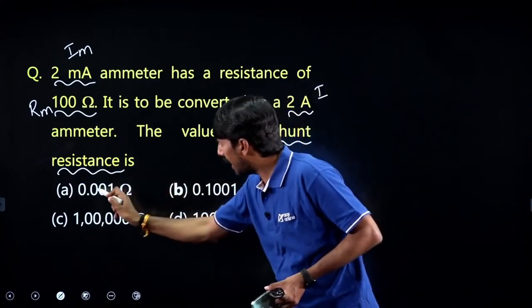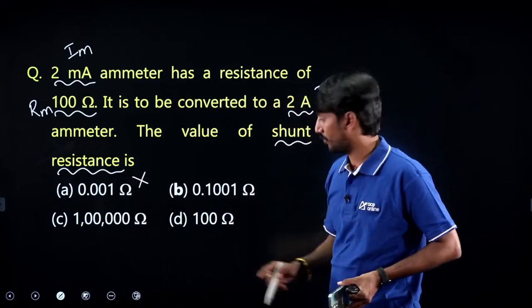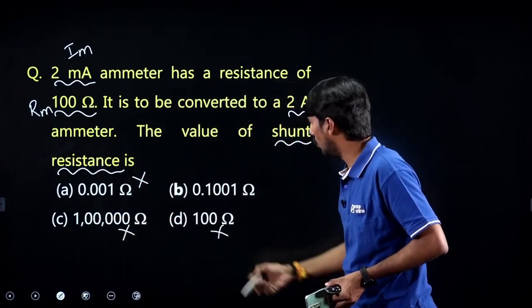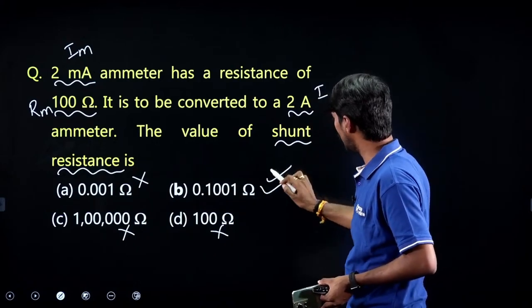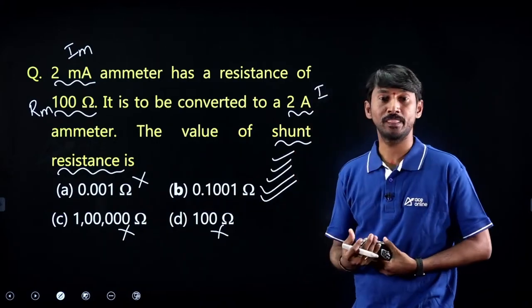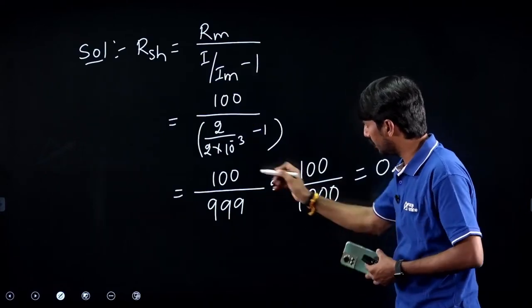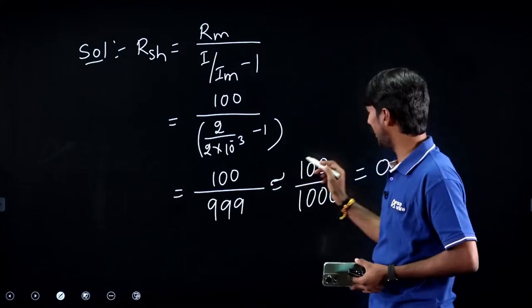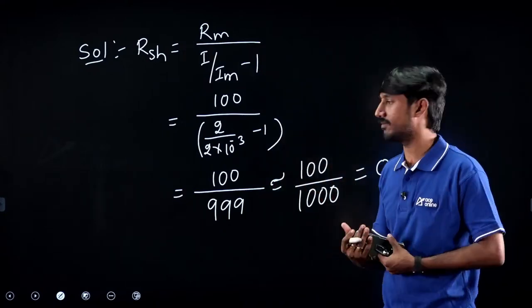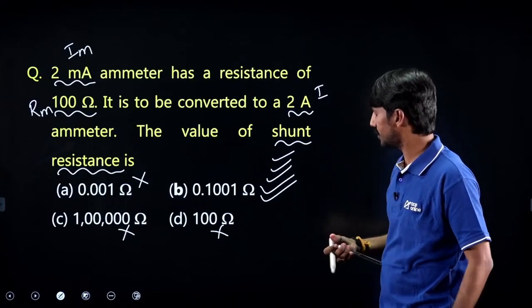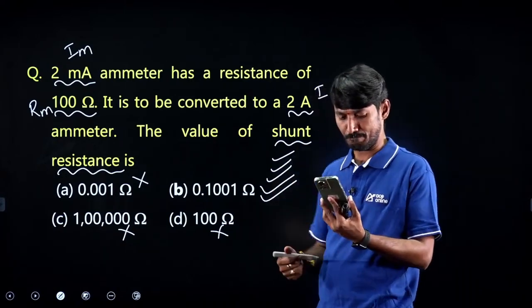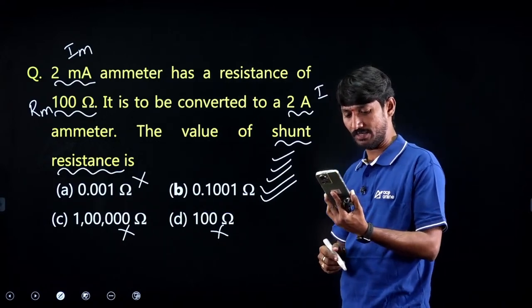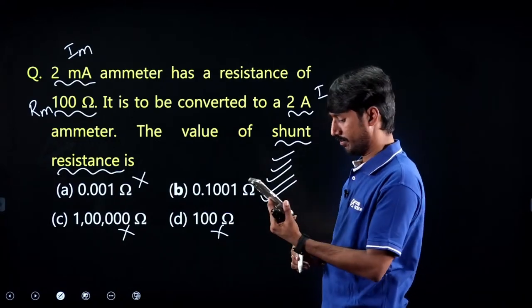Here, 0.001, wrong. Here, 1 lakh, very, very high, not at all. Here, 100, no way. Simply 0.1, yes, undoubtedly the second answer. So don't waste time taking 100 by 999, unnecessary. Simply 100 by 1000, simply 0.1. So near to 0.1, option B. Many people gave that.